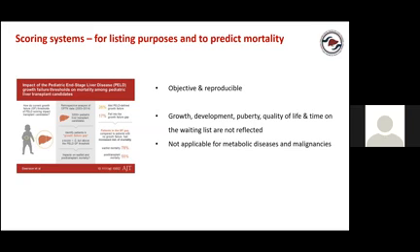So we have to use these scores by understanding their limitations, because especially when it comes to children, growth, development, puberty, and quality of life are all very important. And they are not really coming into play in these scores. The time on the waiting list is again not very much reflected. And it's not applicable for metabolic diseases where the liver synthetic functions would be normal, and for malignancies most of the time.